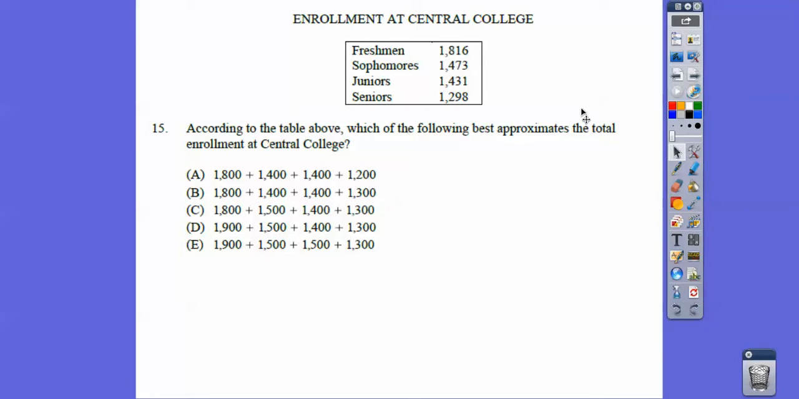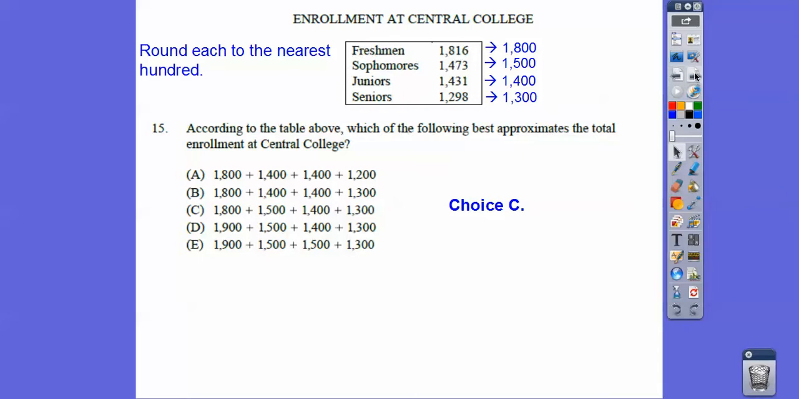Okay. All right, so here we have, according to this table above, which of the following best approximates the enrollment of Central College? Okay, so look at these. These are all in terms of hundreds. So we're going to round this to the nearest hundred, 1800. This goes to 1500, 1400, 1300. So it's going to be choice C on that one. That's the one that gives us those ones. This dude right here.